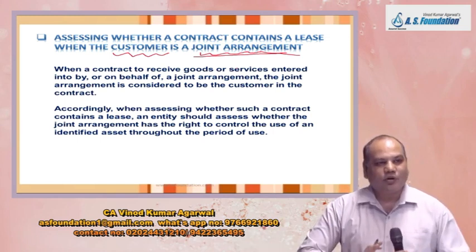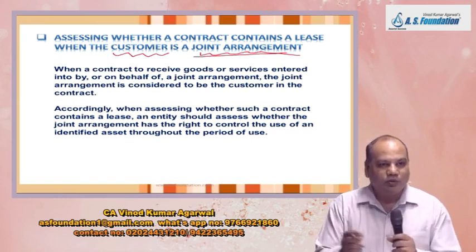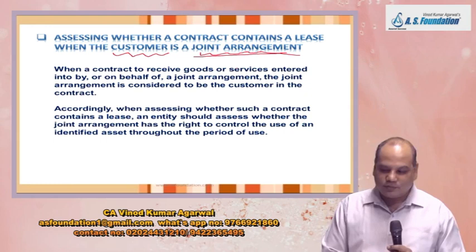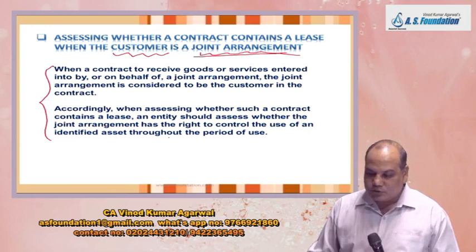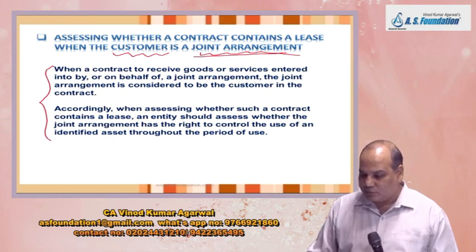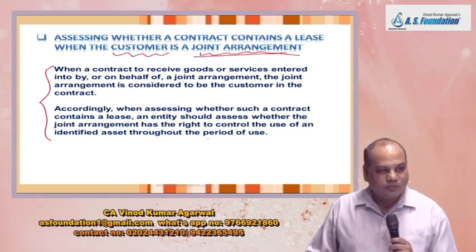So if you are entering into a contract with a joint arrangement, then the joint arrangement would be the customer or the lessee, not the individual parties like venturers. There is no further discussion on this in the standard. When a contract to receive goods or services is entered into by or on behalf of a joint arrangement, the joint arrangement will be treated as the customer in the contract. Accordingly, when assessing whether such a contract contains a lease, an entity should assess whether the joint arrangement has the right to control the use of an identified asset throughout the period of the lease.